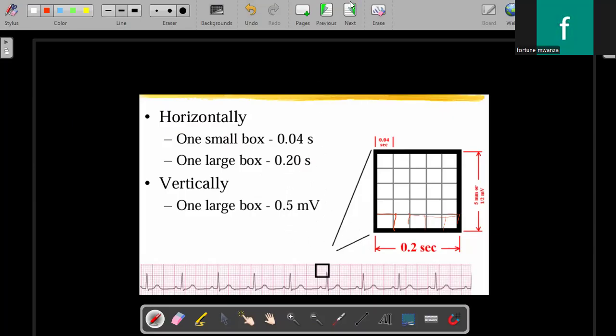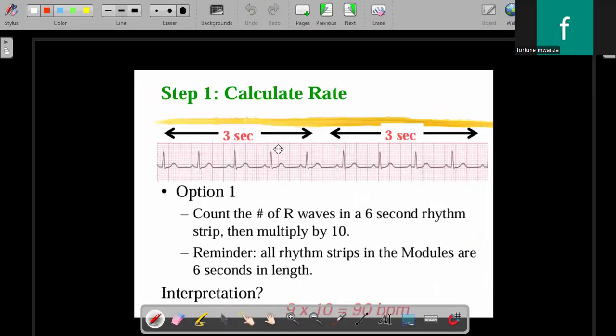So now let's go through those steps one by one. Okay, so we start with the heart rate. How do you calculate your heart rate, having been given the ECG? So this is your ECG. So how do you determine your heart rate?